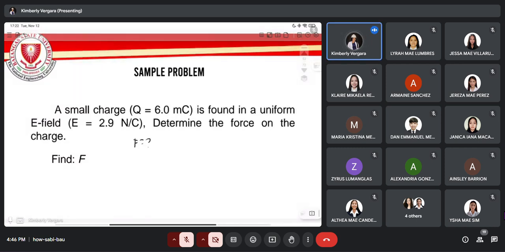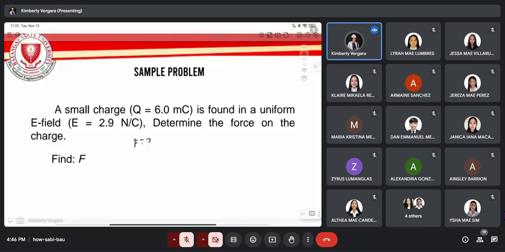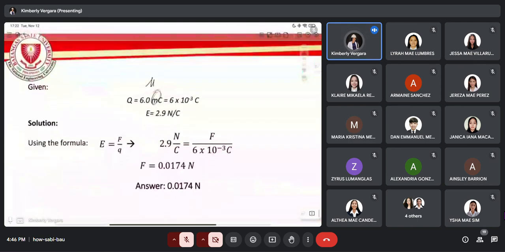Okay, thank you everyone. Correct naman po, 0.0174 newtons. Be mindful po sa ating unit. So this is micro, which is times 10 raised to negative 6. Kapag milli, times 10 raised to negative 3.